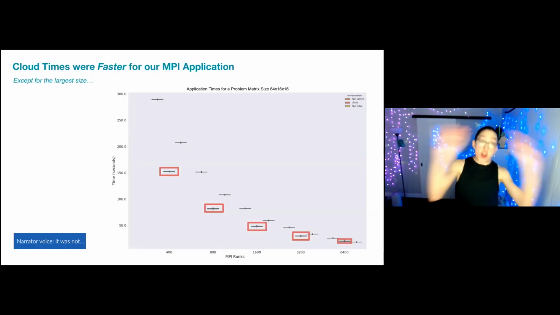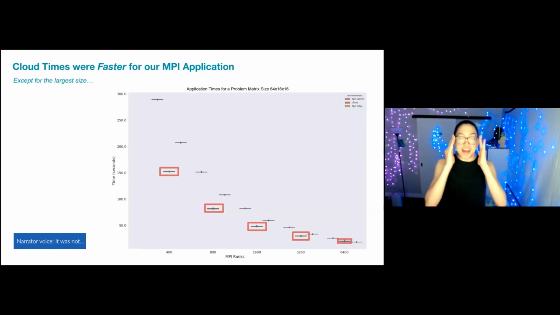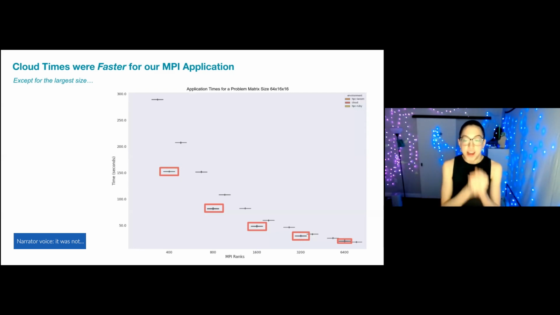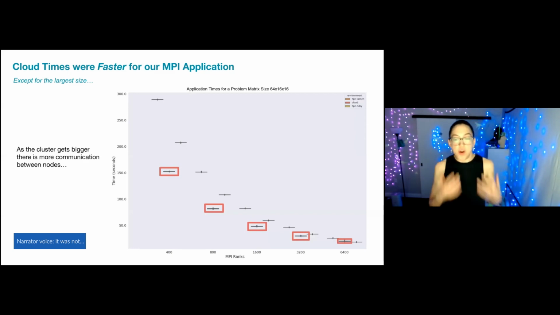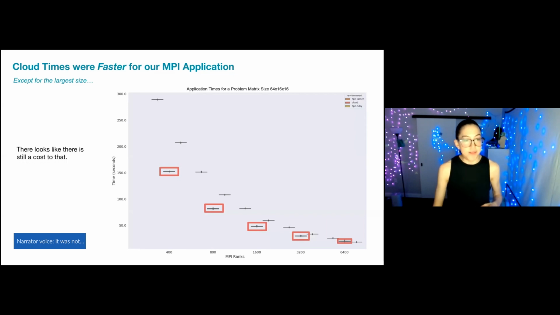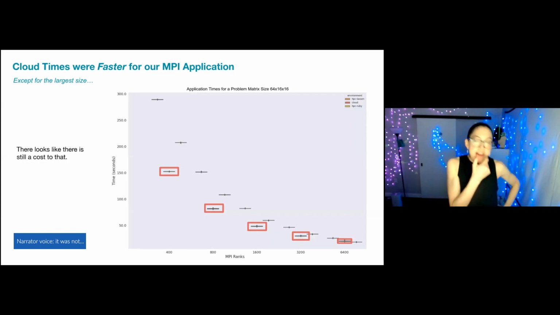Again, shook. So what you're looking at here, we added in HPC, the cloud has the red boxes around it. And what we actually see is that the cloud times were faster for our MPI application, except for the largest size where one of our HPC clusters was slightly faster. And so what that suggests is there's still some issue with communication between nodes when we get to those larger sizes. What could be that cost?